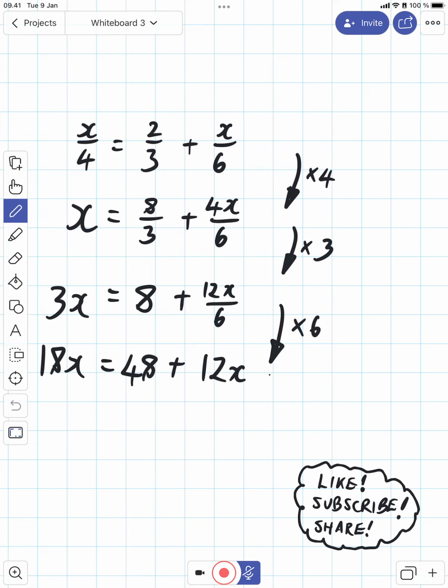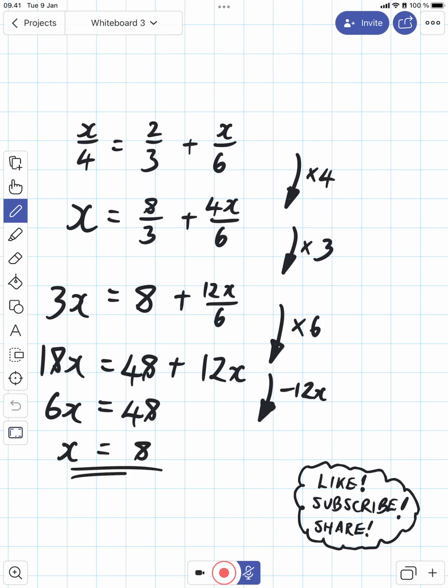I've got x's on both sides, so I'd quite like there only to be x's on one side, so I'm going to take as much x as I can away so that it disappears from one of the sides. So if I take away 12x from both sides, that leaves me with just the 48 on its own on the right, but I've got to take away 12x from the other side as well, so I'll just have 6x left. 6x equals 48, and divide everything by 6 gives me x equal to 8.